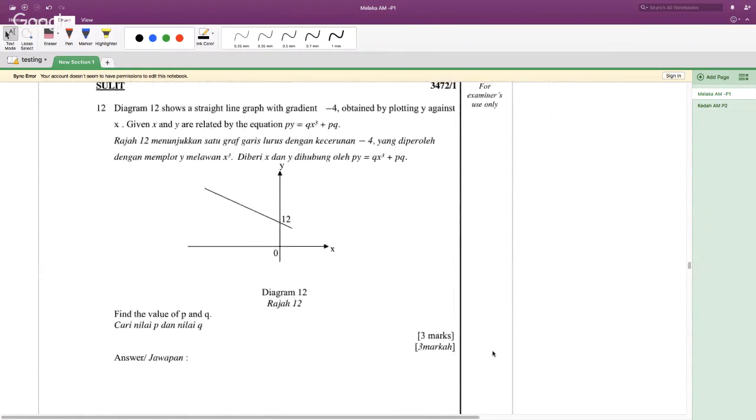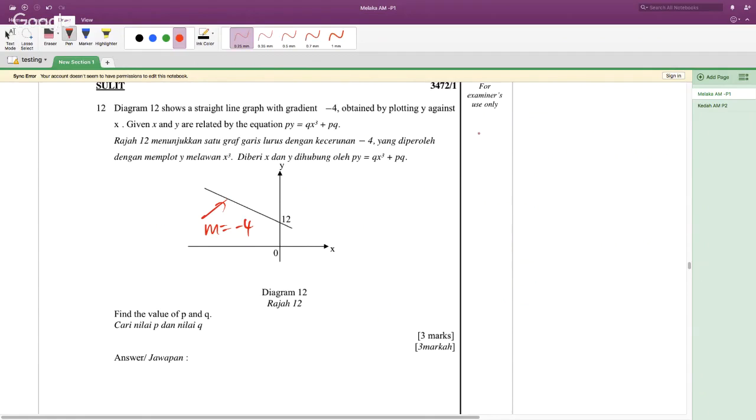For question 12, the diagram shows a straight line graph with gradient -4 obtained by plotting y against x. Given x and y are related by the equation. I guess this one is linear law, but it's a little bit weird. Let me read again: the gradient is -4, obtained by plotting y against x.